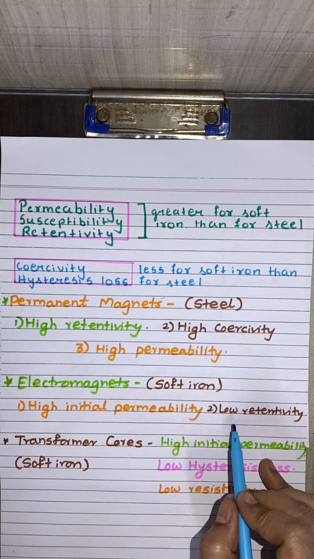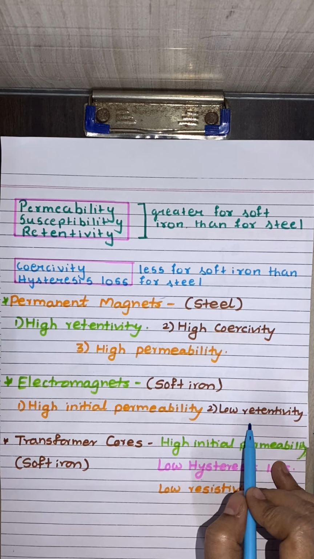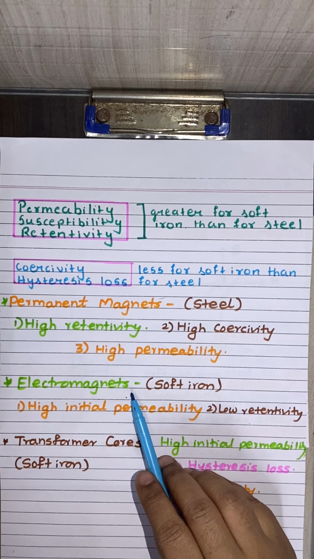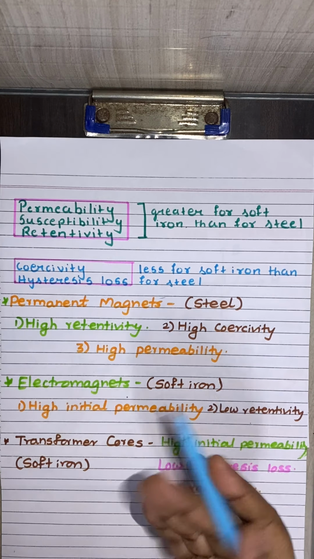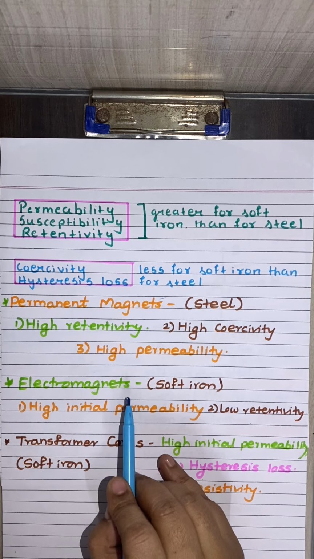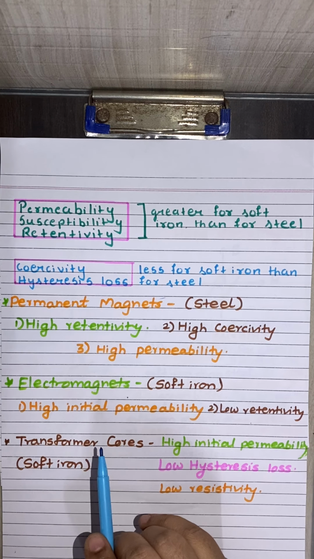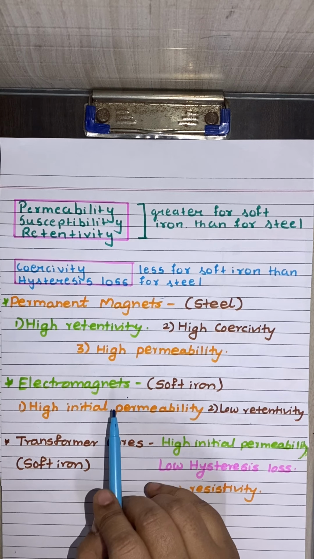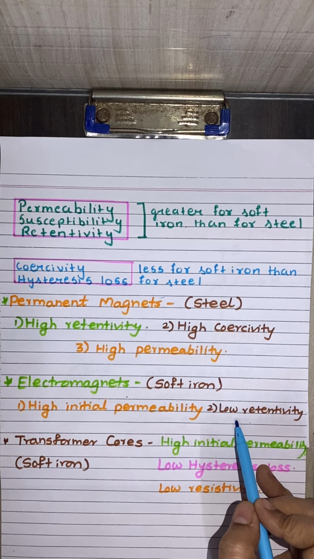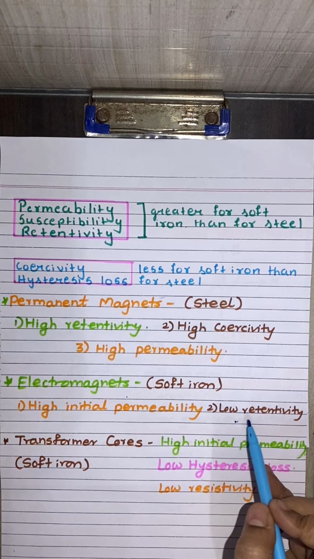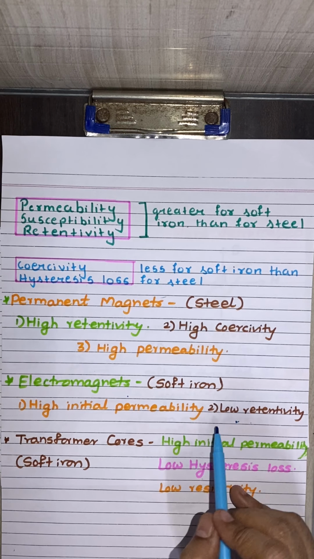Now the second one is low retentivity. Obviously, as it is an electromagnet, as soon as we switch off the current it should not behave as a magnet. So the magnetization produced in that electromagnet should vanish the moment we stop the current through the solenoid. Therefore it must have low retentivity, so the magnetization is lost as the magnetizing current is switched off. This is the important characteristic.